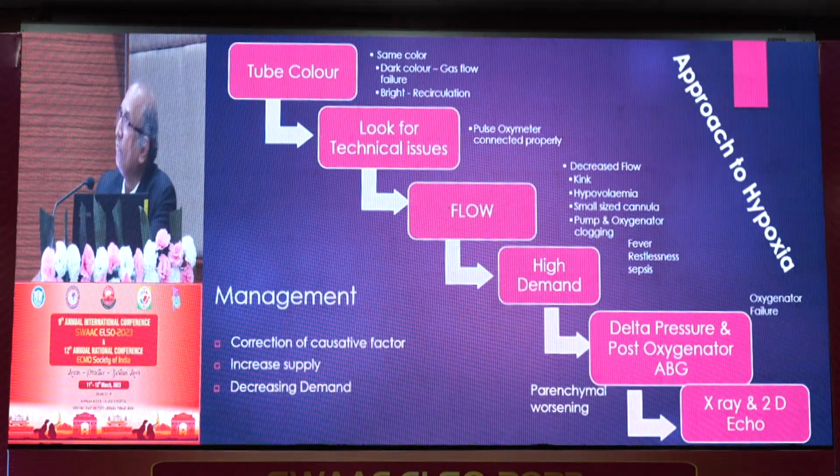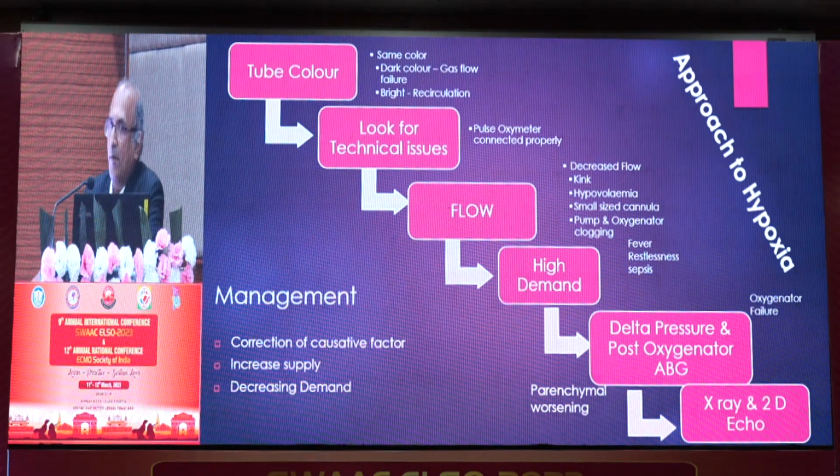So this is the way you should approach it. Whenever you see hypoxia, look at the tube color. If both the tube colors are the same, that means there is either a gas flow failure or recirculation. See the color of the tube, dark or bright. If that is fine, then look at the technical issues, whether your pulse oximeter is connected properly. Look at whether the flow is adequate.